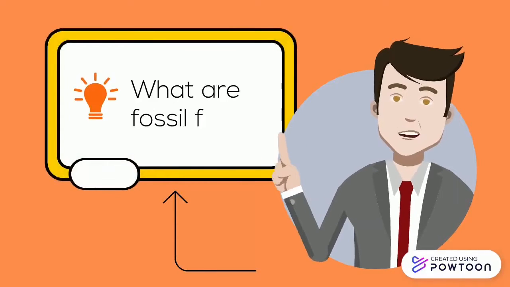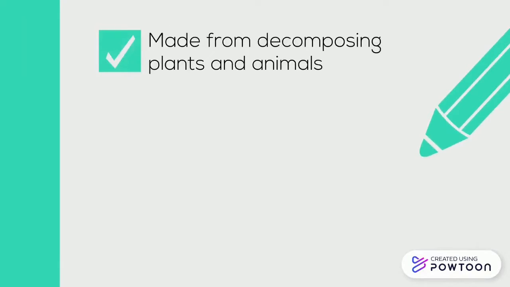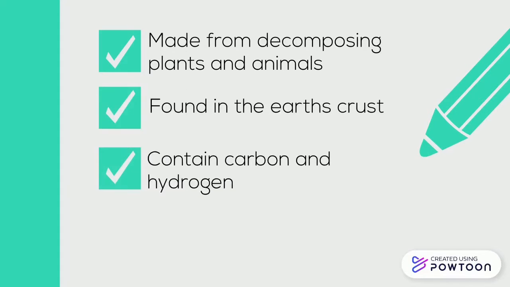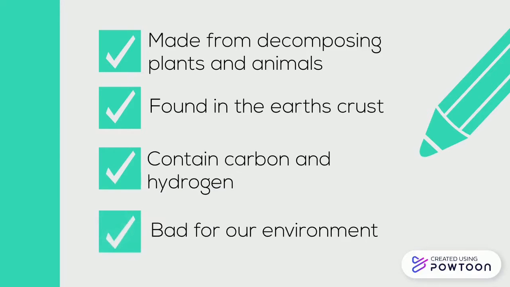So, what exactly are fossil fuels? Fossil fuels are made from decomposing plants and animals. These fuels are found in the Earth's crust and contain carbon and hydrogen, which can be burned for energy. Unfortunately, they are really bad for our environment.